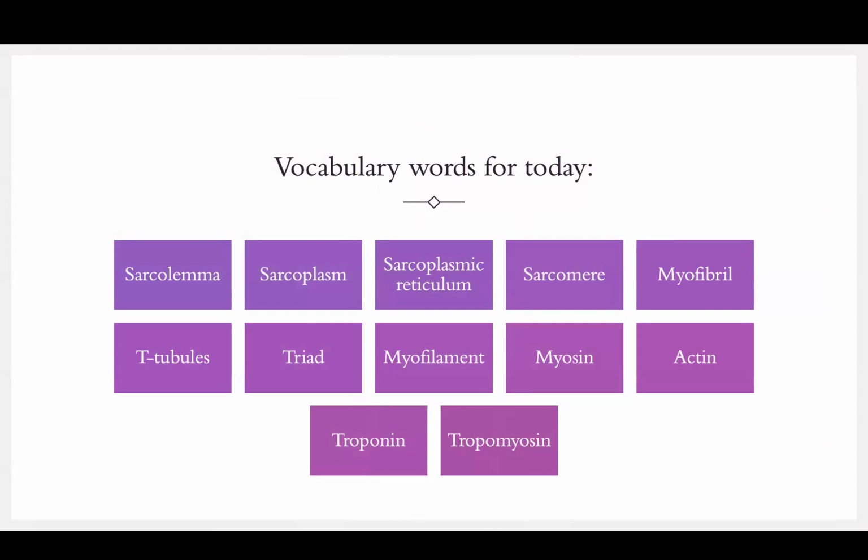There are a couple of vocabulary words for today's presentation. There is sarcolemma, sarcoplasm, sarcoplasmic reticulum, sarcomere, myofibril, T-tubules, triad, myofilament, myosin, actin, troponin, and tropomyosin.